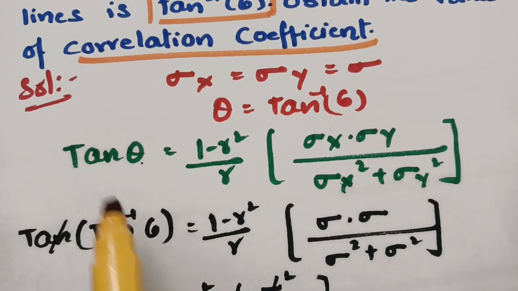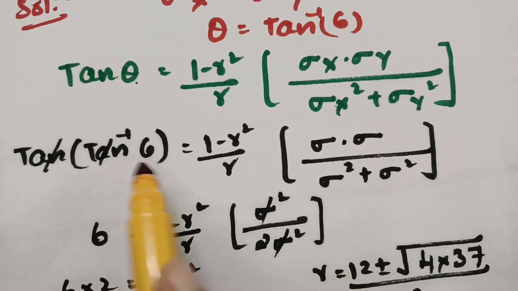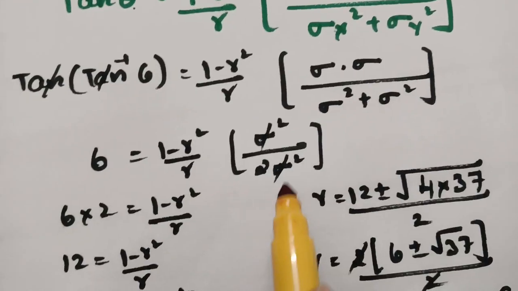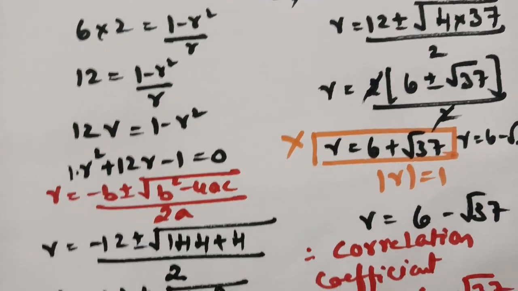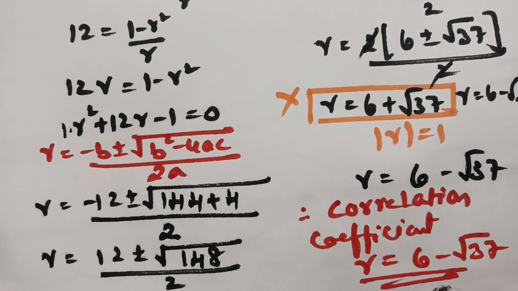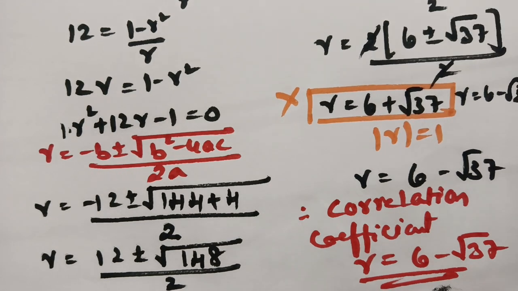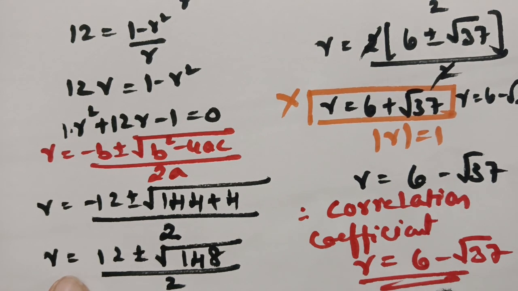So this is how we have to calculate using the tan theta value. Here theta value is equal to tan inverse of the expression with sigma x and sigma y, and we have to substitute like this and calculate. And now we are getting two r values, and among those we have to select the value which lies between minus 1 and plus 1. So this is the value, that is 6 minus root 37 is the answer.